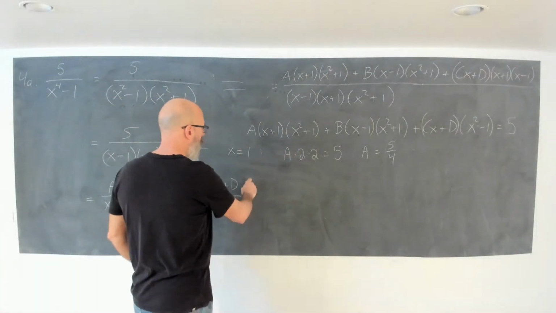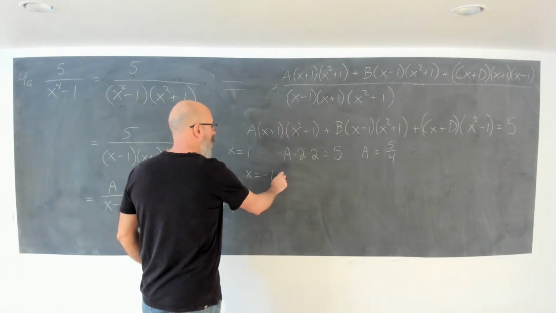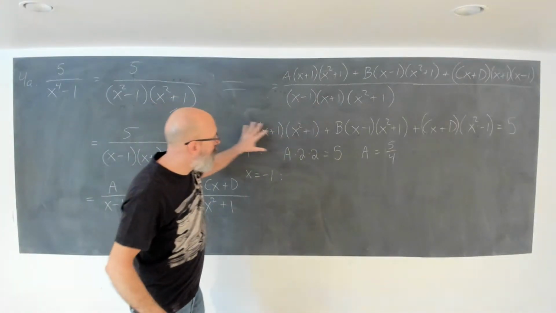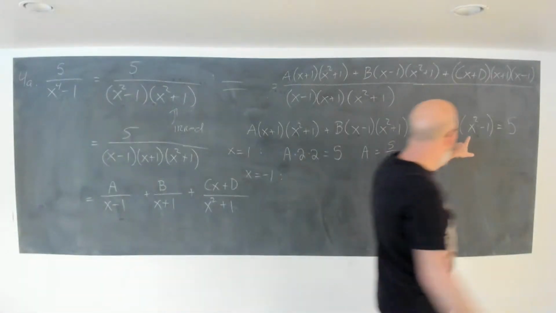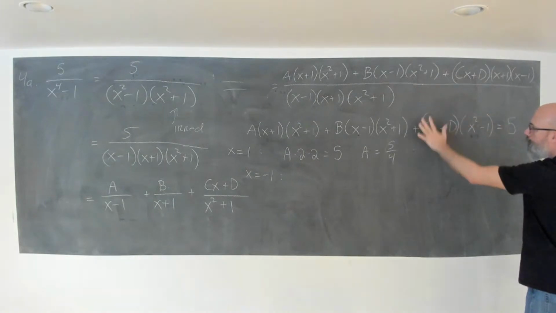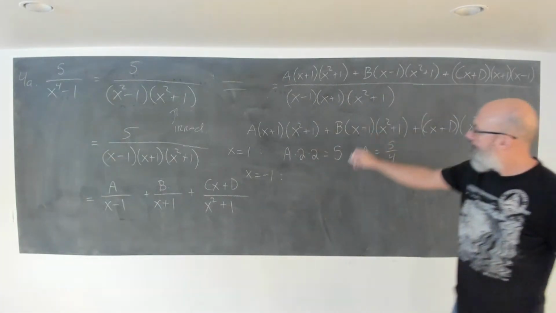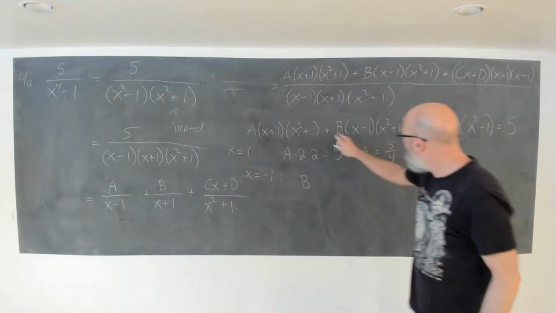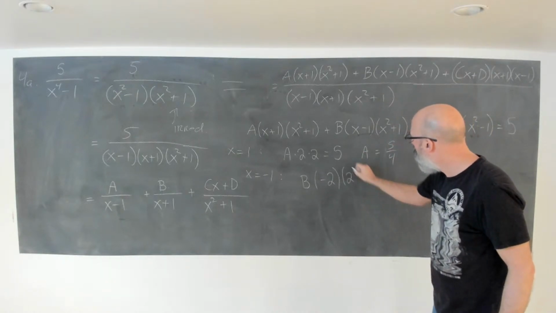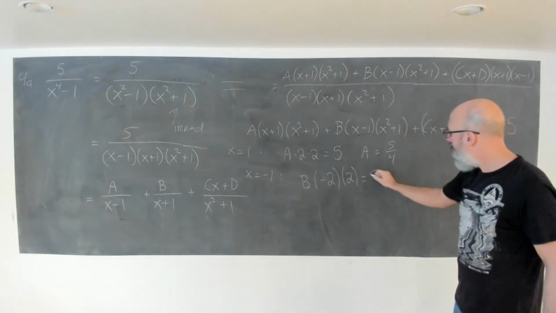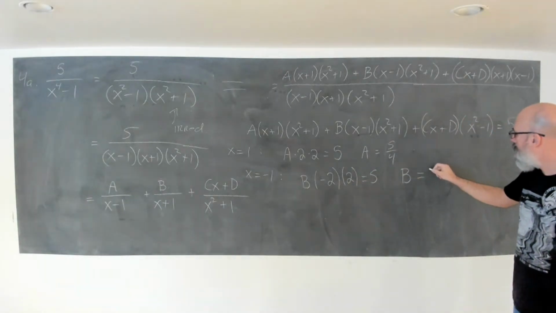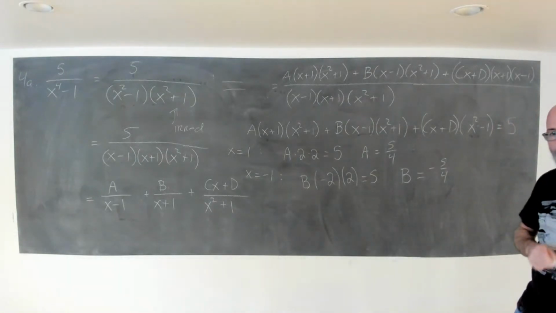Similarly, if you plug in x equals negative 1, this is going to be 0, so that disappears. And if x is negative 1, this is 0, so that disappears as well. So we're just left with the B business. B times negative 2 times 2 is equal to 5. So it's easily seen that B is negative 5 over 4.